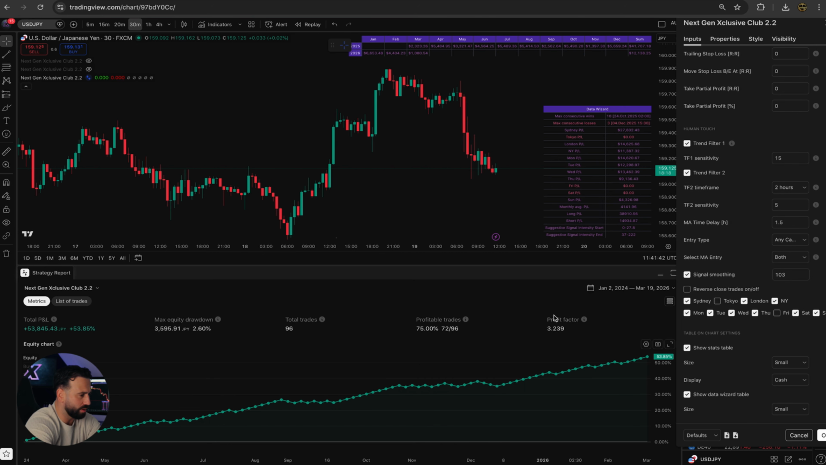That gives us now a more increased profit factor, 75% strike rate over nearly 100 trades, solid drawdown, and nearly 54% profit. So you can see, just by filtering through each of these settings, we are actually creating a brand new fully automated trading strategy.